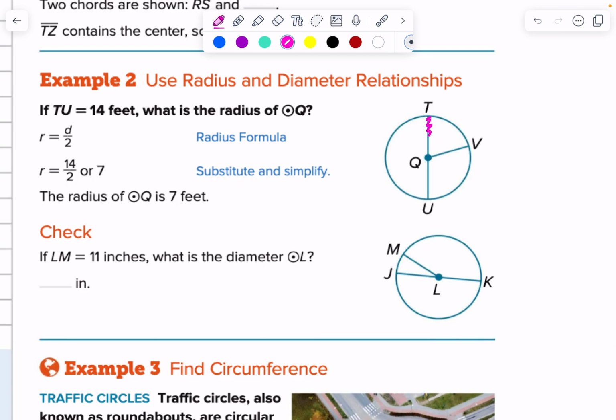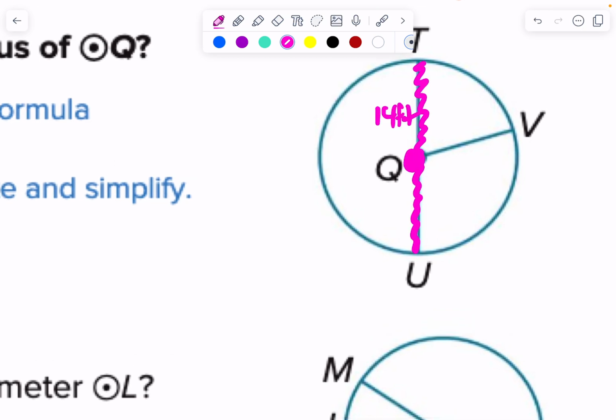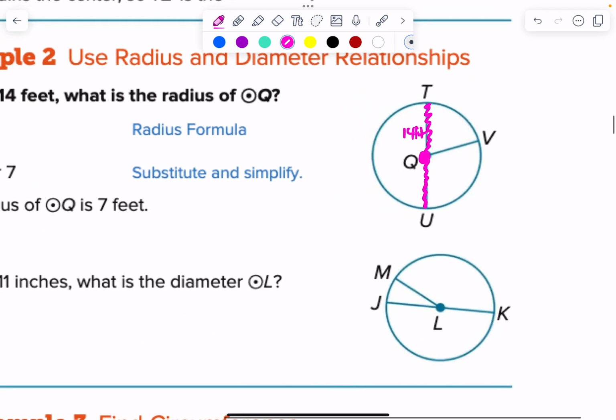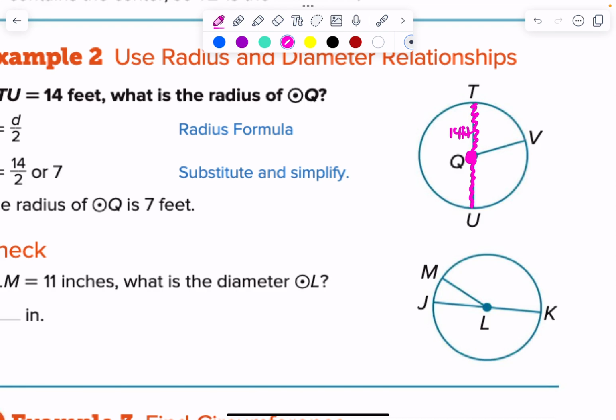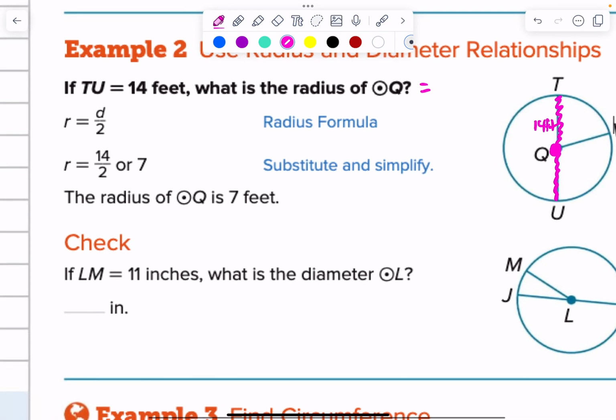The distance from here to here is 14 feet. And that is the diameter, right? Because it's going through the center of the circle. They want to know what the radius is. Okay, well, the radius is just half of the diameter. So hopefully that was easy for you, 7 feet, right?